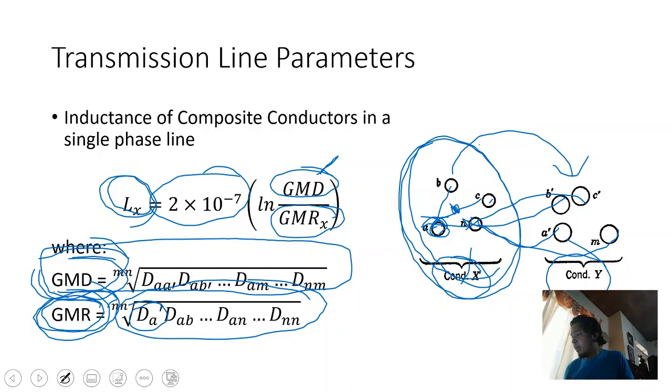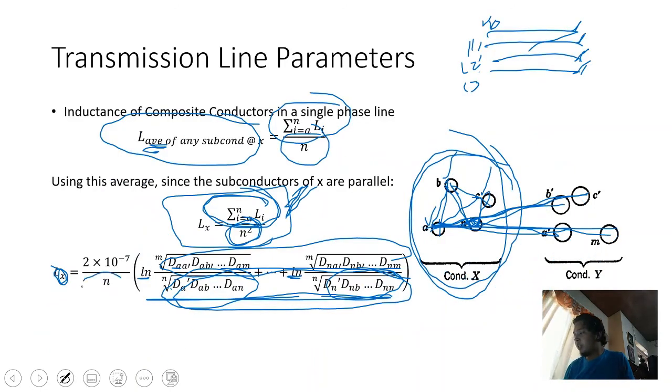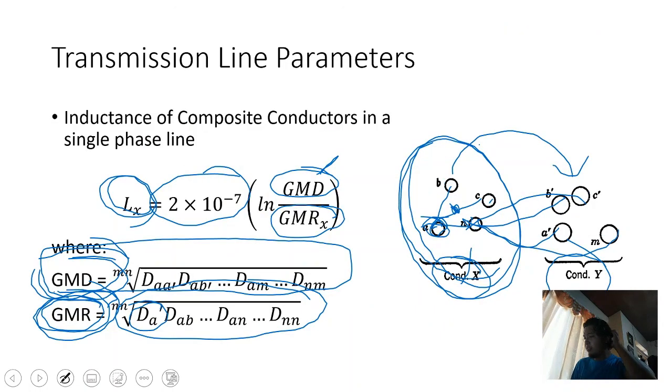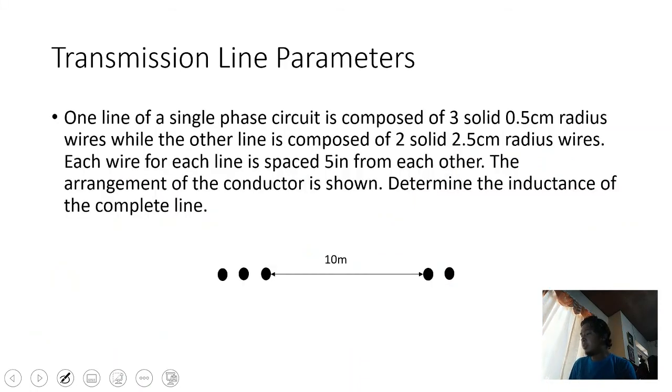Okay? Sir, bakit siya naging M times N truth? Because of this one. Okay? So, pumasok lang siya dun sa loob ng LN. Okay? Ano pa? I think that's it. Yan na yung sa composite conductors.